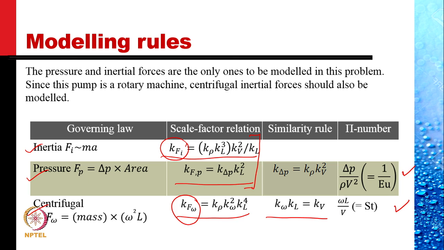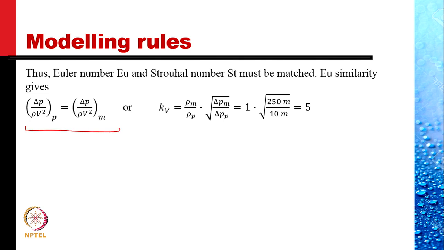Now, in our problem, we match the Euler numbers. We get a relationship for kV. Rho is the same. The ratio of delta P in the prototype and the model is given as 250 meters for the prototype divided by 10 meters for the model. And so this is like 5. That is the velocity ratio.